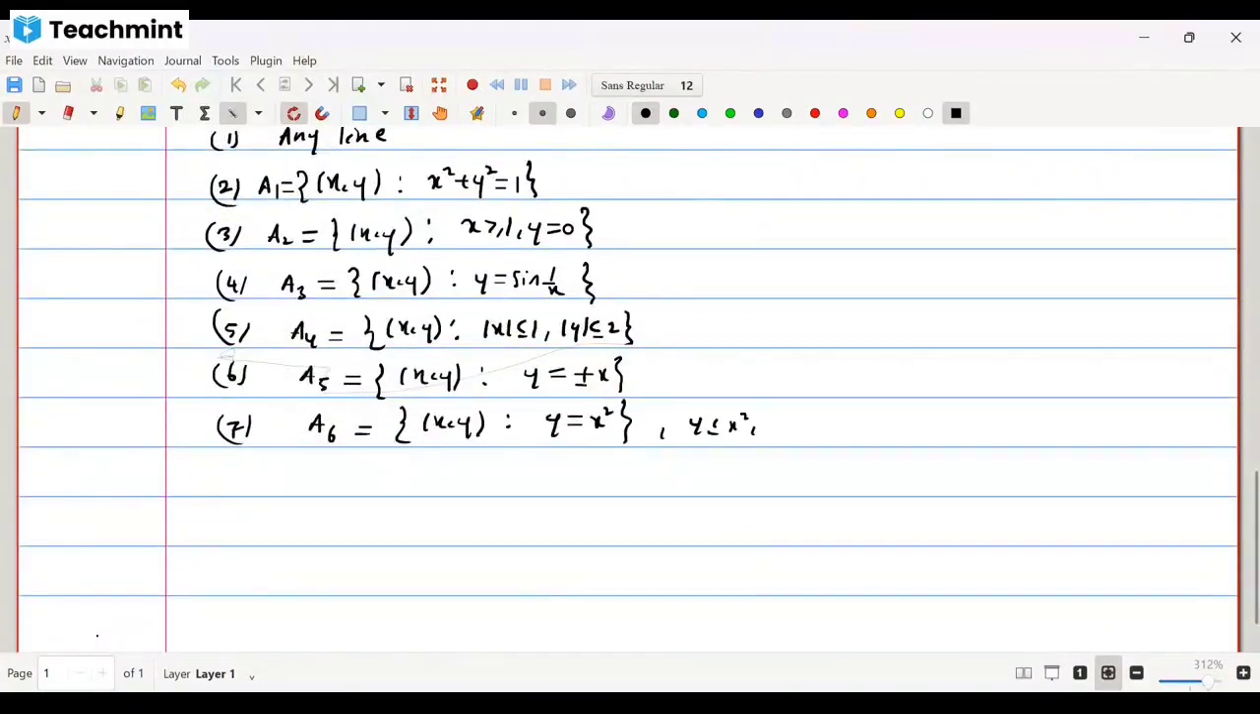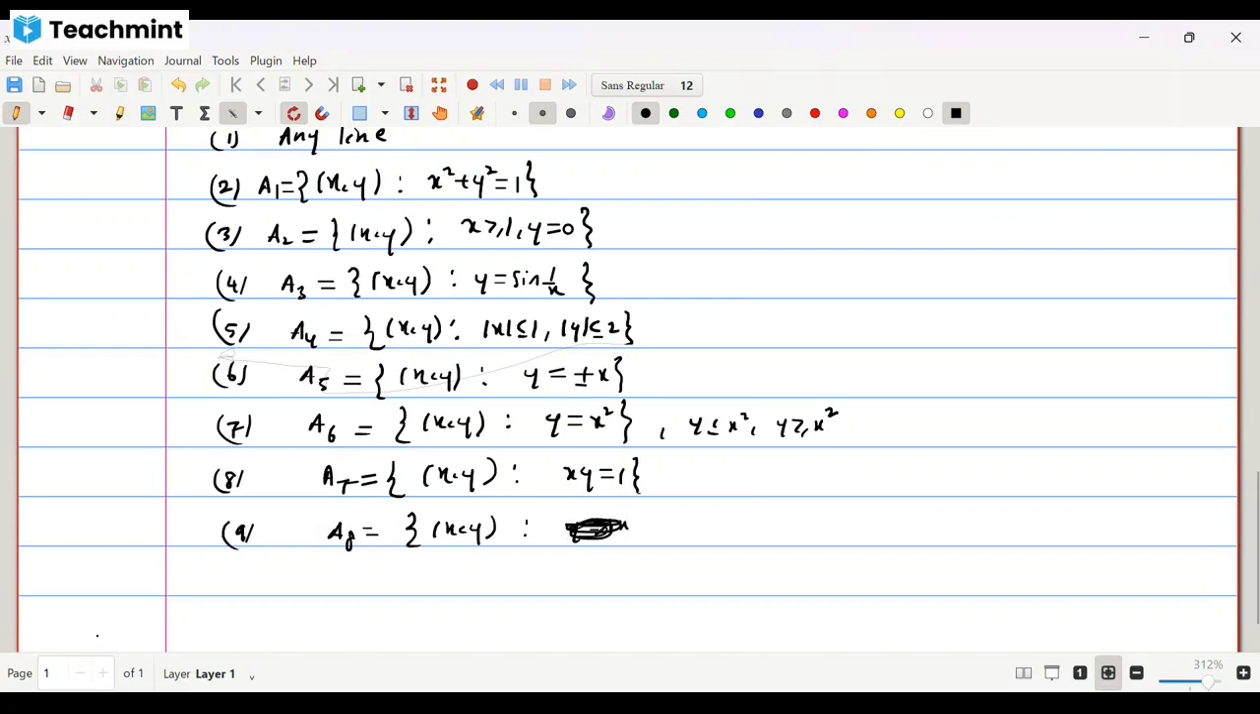Here we can also write y is less than or equal to x square, or y is greater than or equal to x square. Number 8, A7, which is equal to the set of (x, y) such that xy is equal to 1. Number 9, A8 equal to the set of (x, y) such that x, y belongs to Q cross Q, which is a subset of R square.